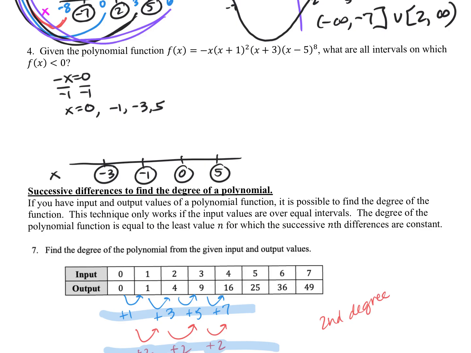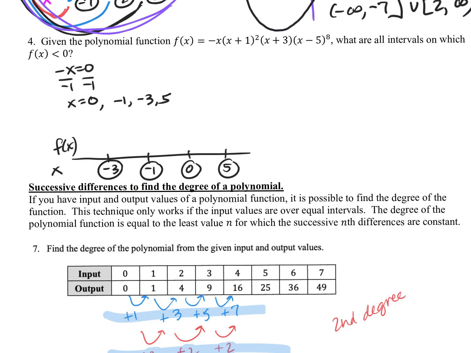Those are x's. Now we're going to plug those into f of x. Can you give me a number less than -3? -4. One between -1 and -3? -2. Between 0 and -1? -0.5. Love it. Between 0 and 5? 2. Bigger than 5? 6. Beautiful. Okay, guys. Which of these can we ignore up here because they're going to be positive?